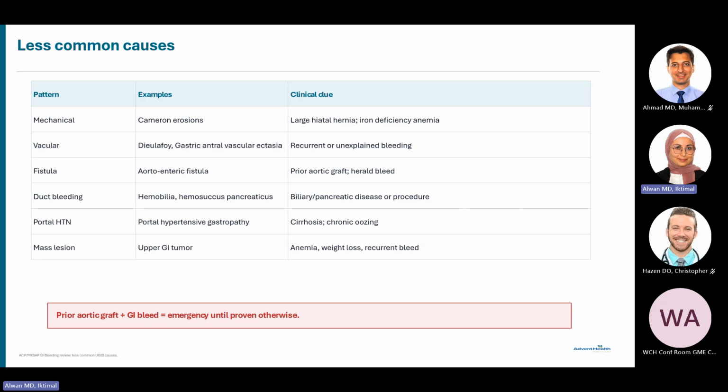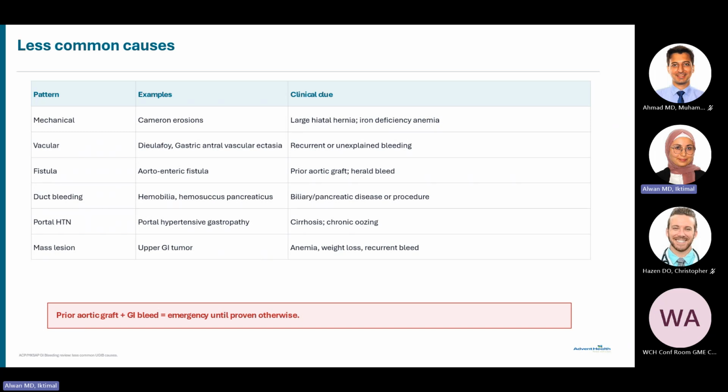There is a particular characteristic shape of the stomach with gastric antral vascular ectasia. Does anyone know how it looks like? It's called watermelon stomach, because, I should have put a picture there, but it really looks like a watermelon.